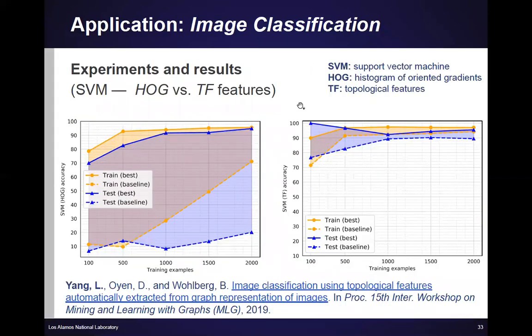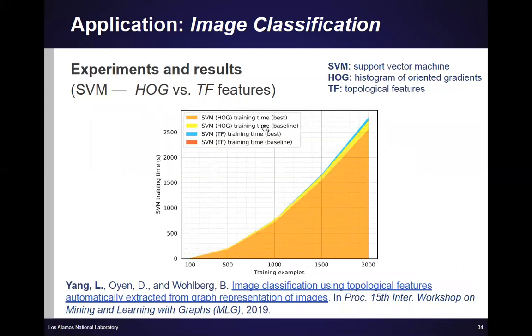So let's see the experiments and results. We compared the topological features with the HOG features, and ran support vector machine on the MNIST data sets. The dotted line means the baseline model, and the solid line means the best model. We can see our method is much less sensitive to hyperparameter tuning, because the baseline model and the best model are very similar in terms of accuracy. Then we can see our method can reach very good results, over 90, when there is a small training data set.